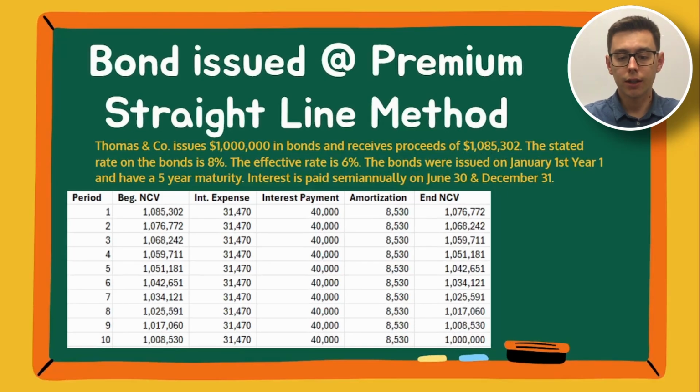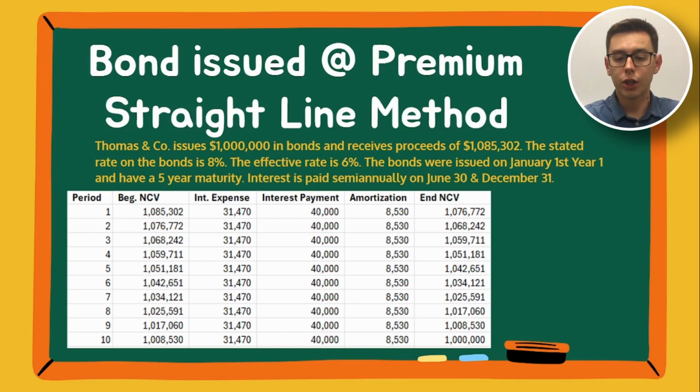Now here's a good tool here. We're going to look at the amortization table as a whole. Note that the beginning net carrying value is $1,085,302. Those are your proceeds. We calculated the interest payment of $40,000, the amortization straight line rate of $85.30, and then we subtracted the $85.30 from $40,000 to get the interest expense. Again, this is the exact same in the straight line method every single period.